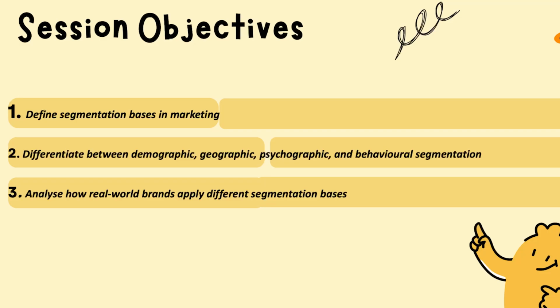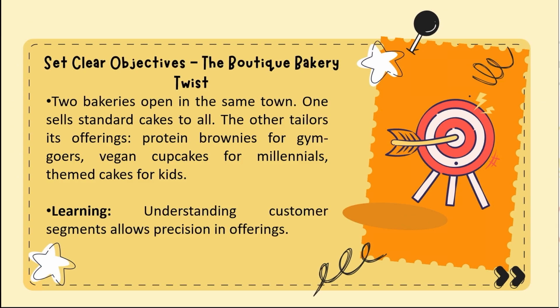So what are going to be our session objectives? As usual, we try to divide the session objective into 3 components. The first component talks about defining the different segmentation bases possible in marketing. The second component talks about differentiating between the different segmentation bases, say demography, geography, psychography and behavioral. And finally, we try to understand real world brand examples to apply these different segmentation bases in a practical way through application orientation.